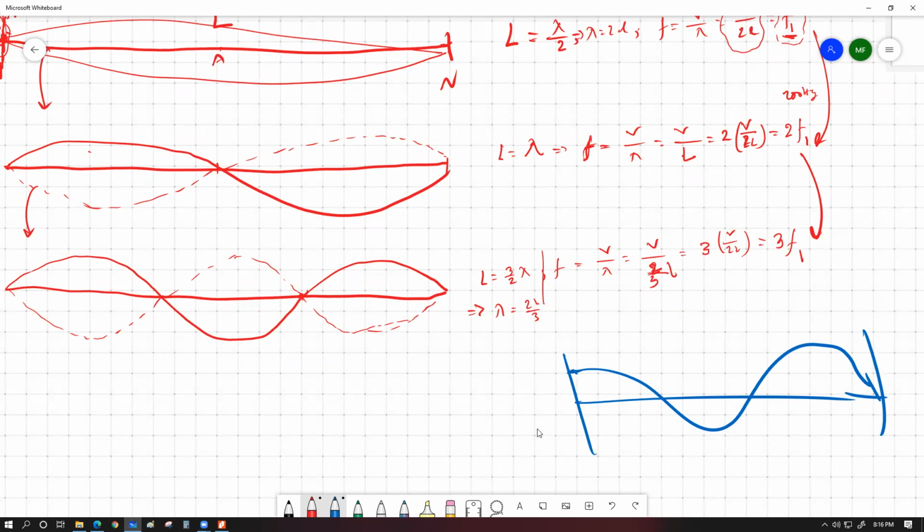No. If this is visibly the peak, then I would say that this much is lambda plus lambda by 4. And if it is drawn up to here, then this much is lambda plus lambda by 2.